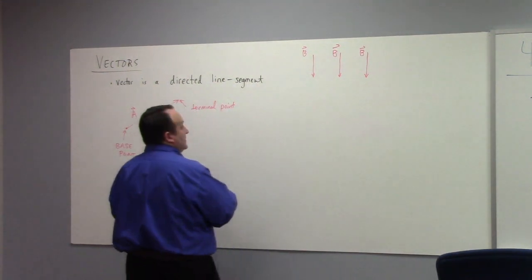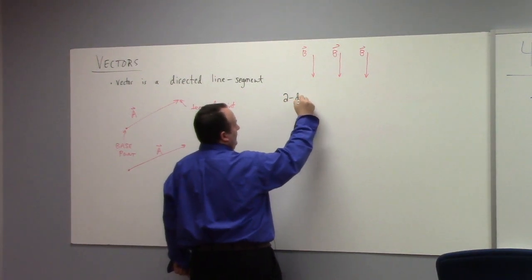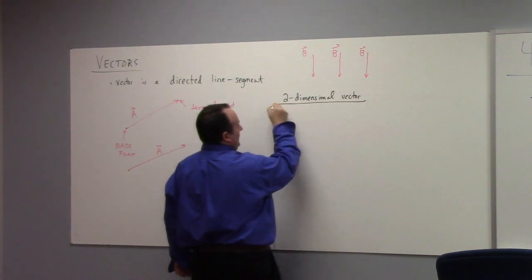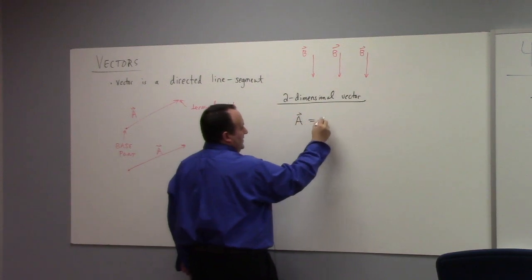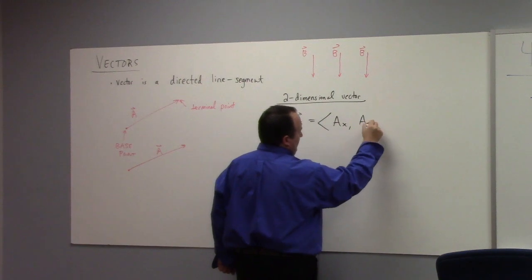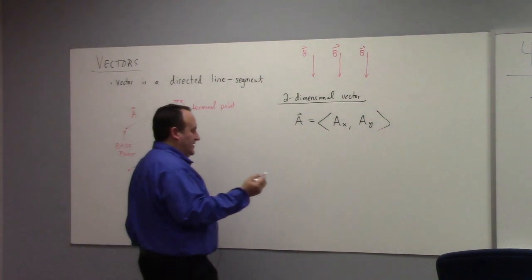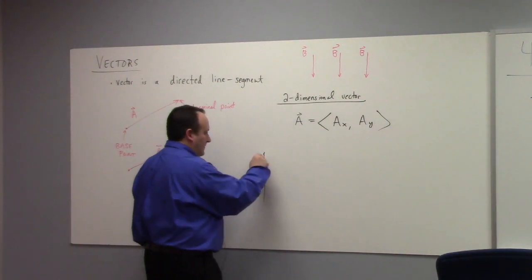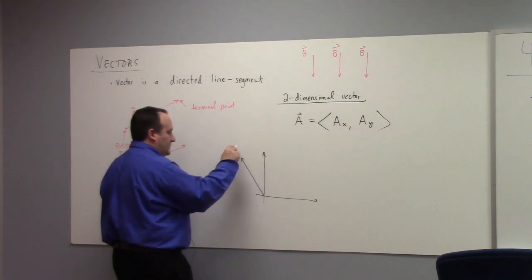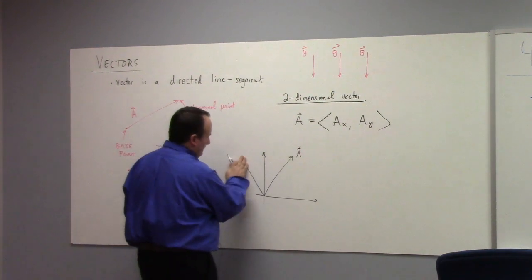So let's talk about 2 dimensions. So 2-dimensional vectors. So we have A is something like, we use this notation sometimes, A sub x, A sub y. And so let me just kind of make a picture of that. So maybe it looks like this. Why am I putting it over there? That's weird. I'll put it over here. Here's A.